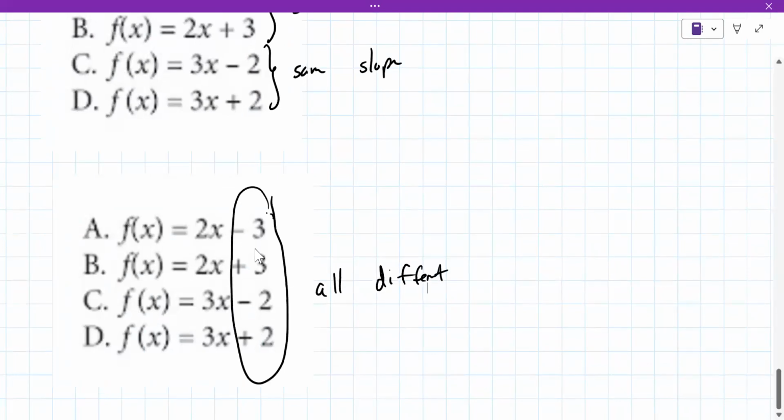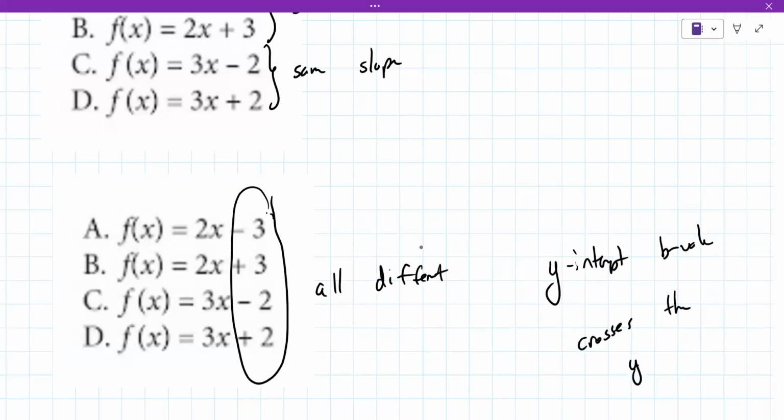What's the second number? Is that like the left or right thing? This is the y-intercept or the b value. Yeah, that's where it crosses the y-axis. So if you notice something that's different in every single one, that helps you to find the answer.